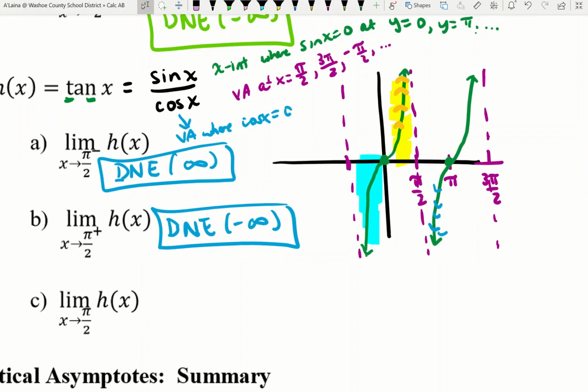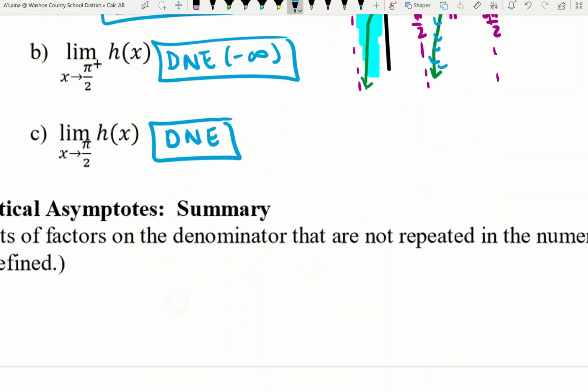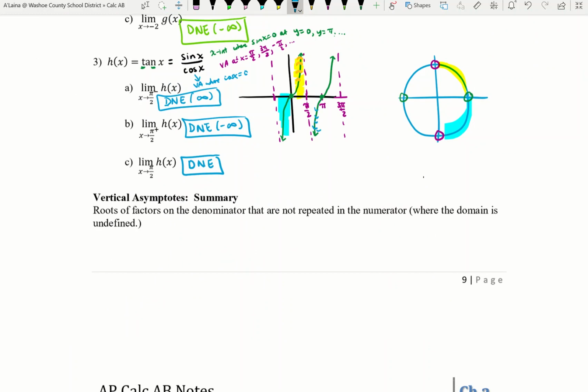And then as I look at the two-sided limit, the left and the right-hand behaviors are different. We're just going to write does not exist only. We do not include the positive or negative infinity when the behaviors are different. So as a reminder, the vertical asymptotes are going to be factors. You're going to see them from the factors on the denominator that are not repeated in the numerator, and you want to look at that root.